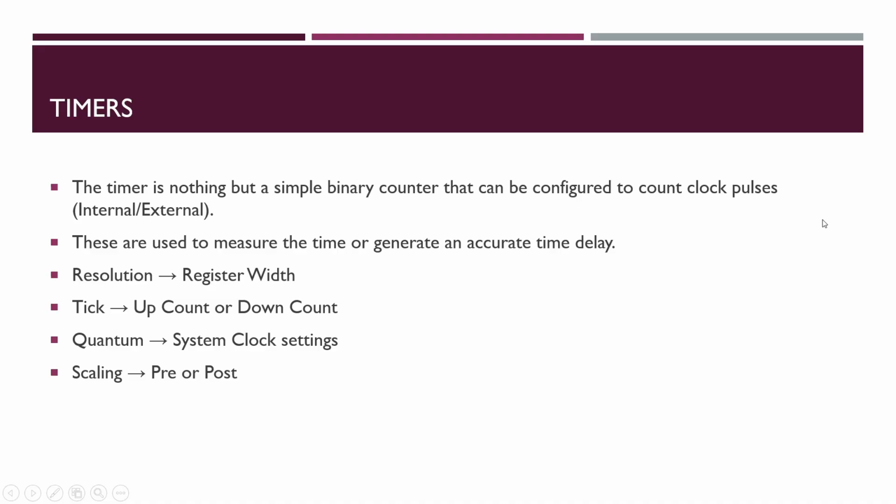Next we have timers. A timer is nothing but a simple binary counter that can be configured to count clock pulses, both internally as well as externally. These are used to measure time or generate an accurate time delay. In PicSimLab, for the PicSim 16F877A board, we have three timers, that is timer 0, timer 1 and timer 2. For our project, the microwave oven, we are using timer 2.